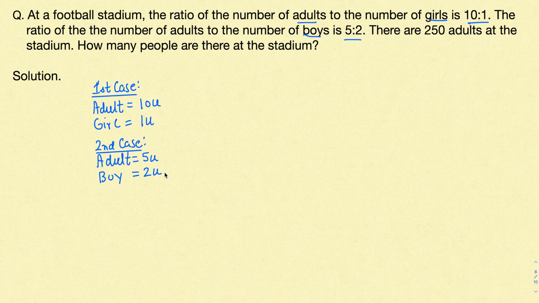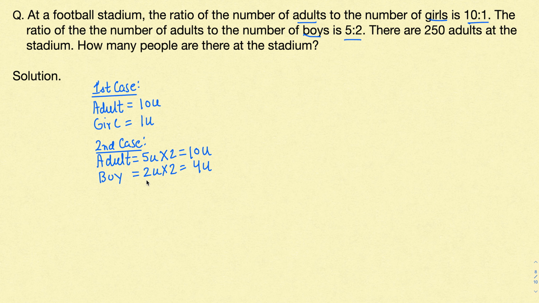So the easier way would be to make the 5 units of adults 10 units, because that will simply require us to multiply it by 10. So this will give you 10 units, but make sure you also multiply the number of units of boys by 2, and you will get 4 units. Why did we multiply the number of units of boys as well? So that the ratio remains the same. Ratio should not change, right?